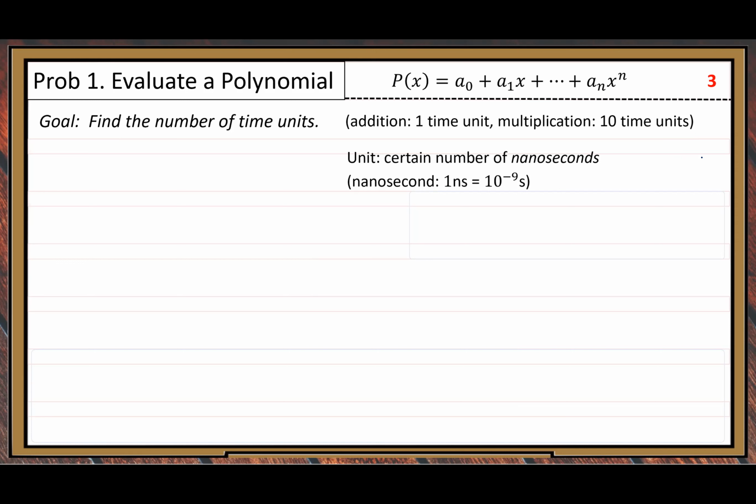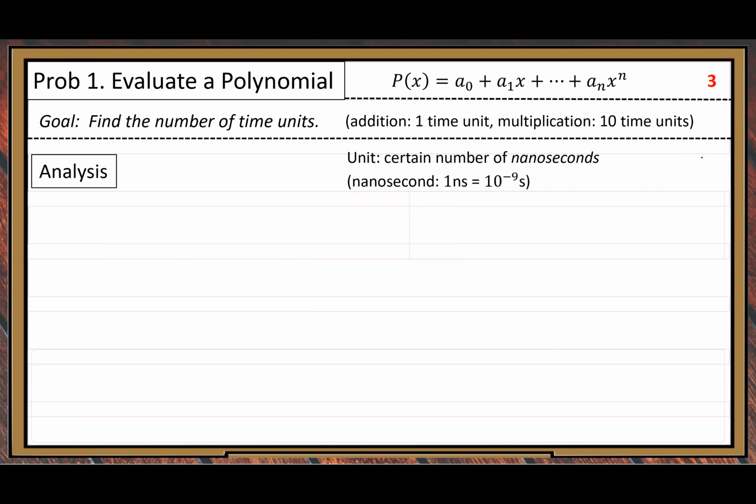One addition takes a certain number, around 2-something nanoseconds, approximately. That's how fast a modern CPU is. But here we do not need to get into those details. We just count the number of units.